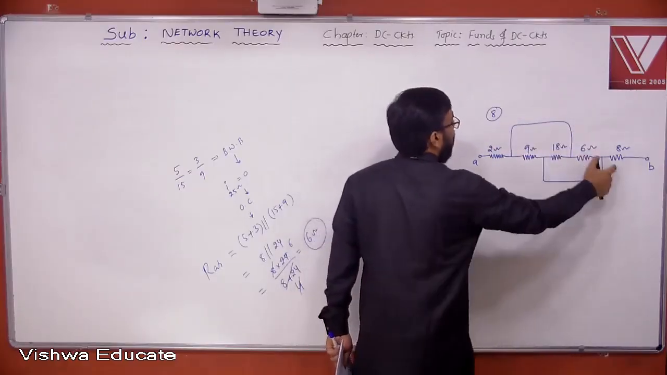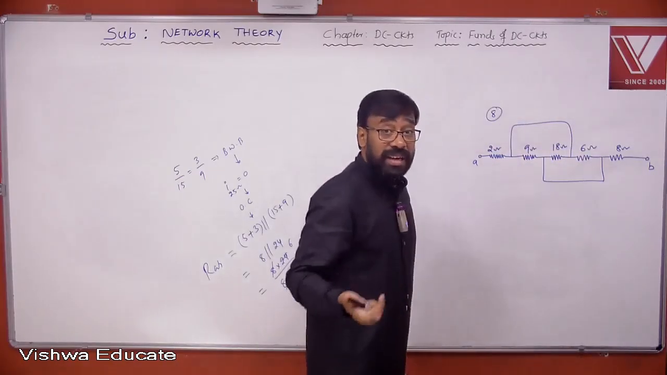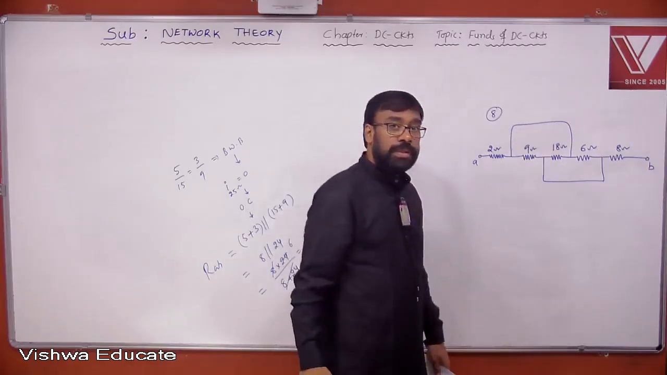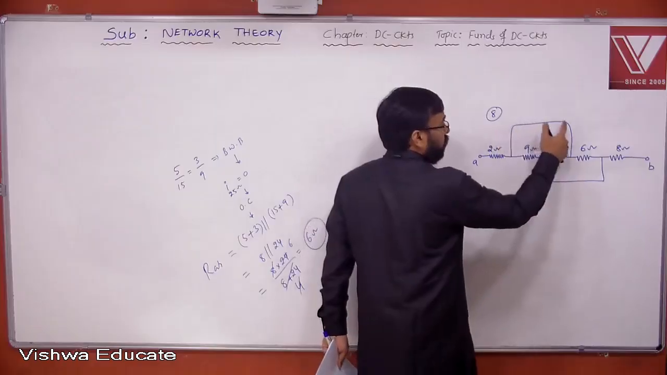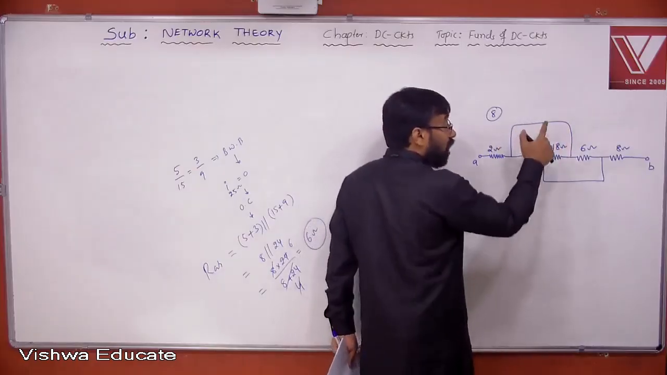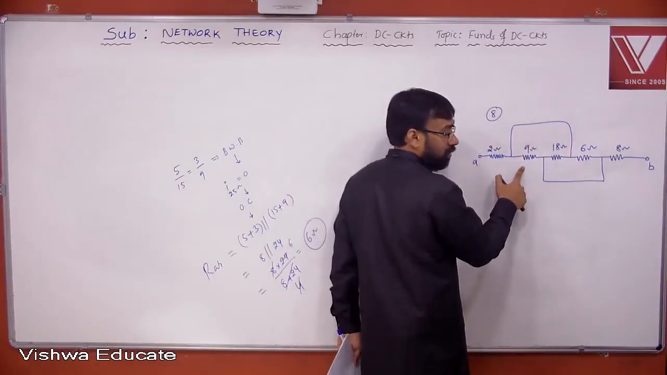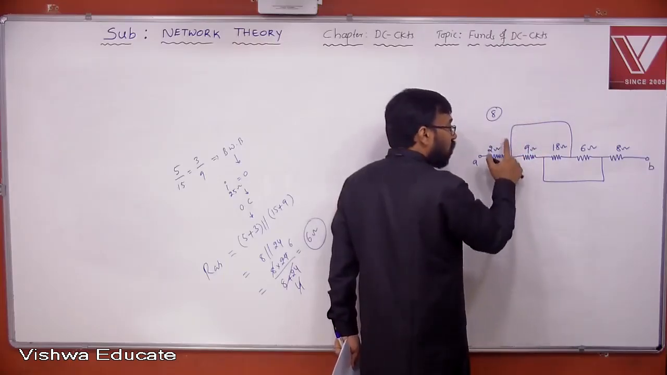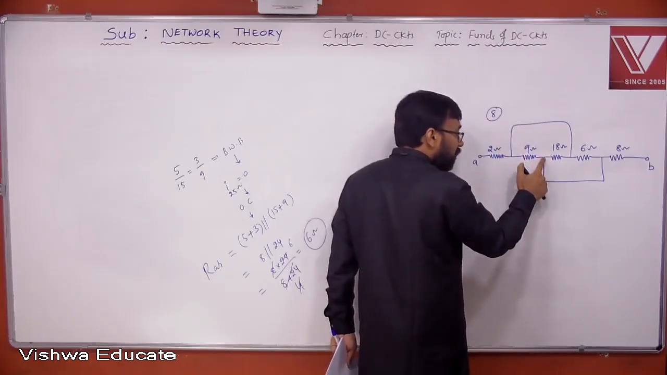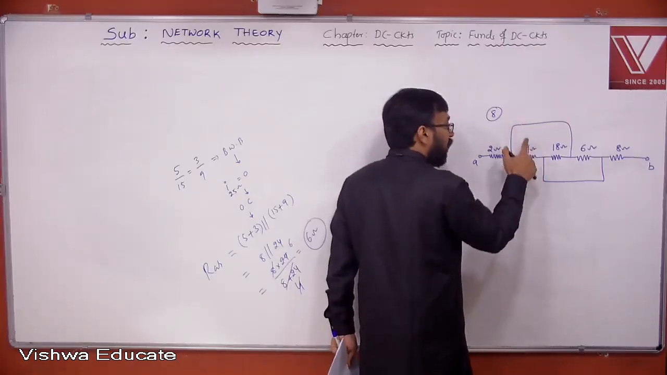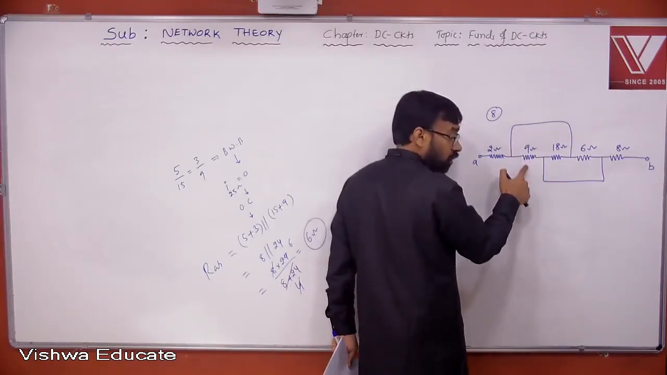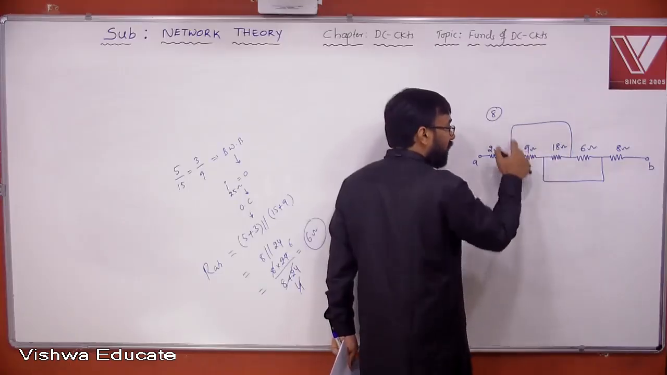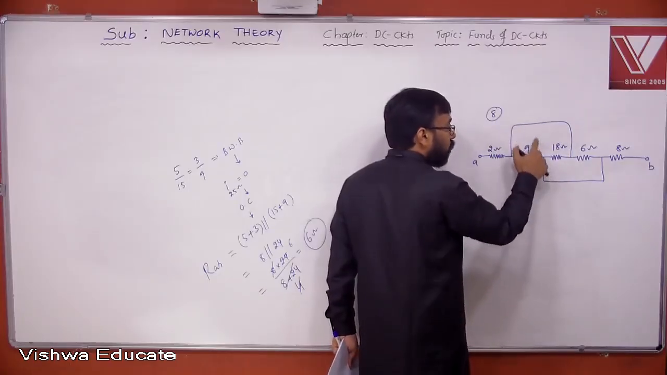How are the 2 ohm box and the 8 ohm connected? They are in series. But that box needs to be simplified. It looks like there is a short circuit, but that short circuit is not across 9. If this short circuit were across 9, then 0 into 9 by 0 plus 9 becomes 0. If that short circuit is across 9, this will be 0.